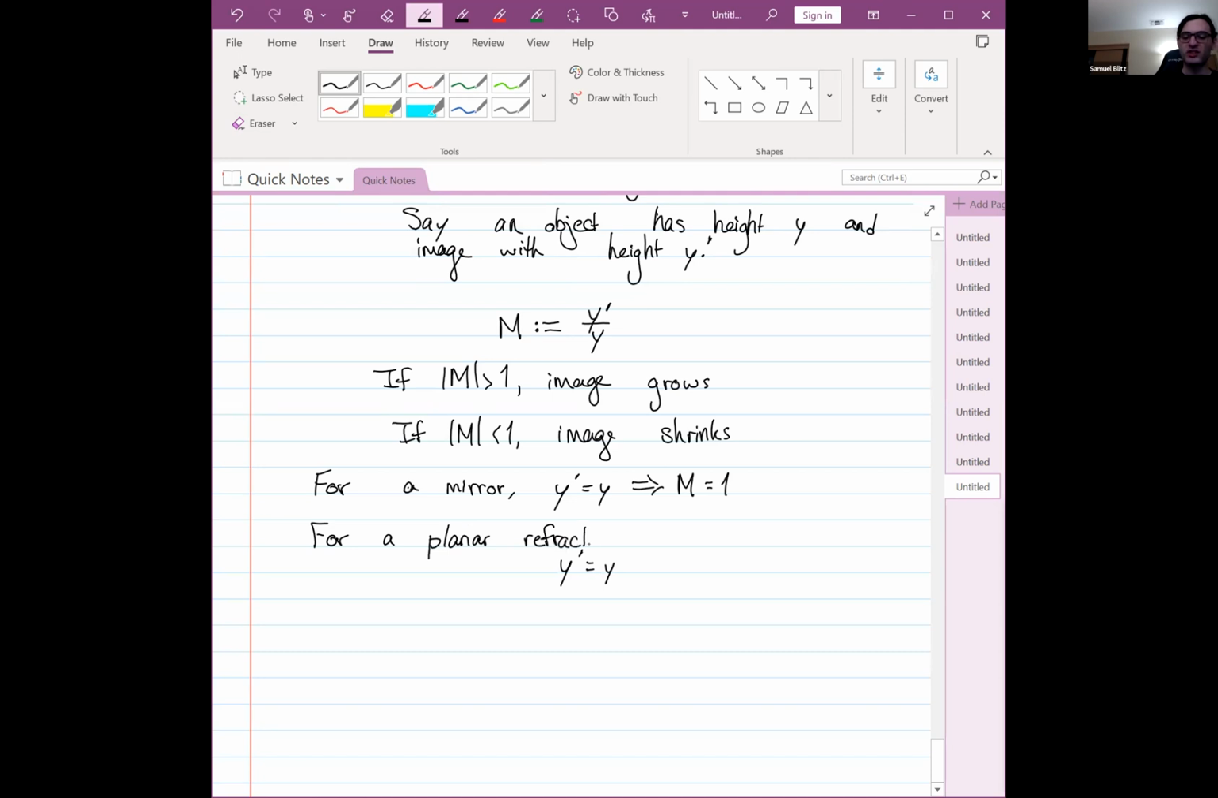I mean, it's just an extension of the geometry that we did earlier. You just have to do it twice, basically, and then find a difference. We also have that y prime is equal to y, which says that the magnification of a planar refractor is 1.